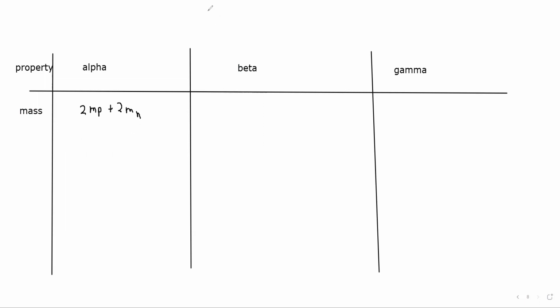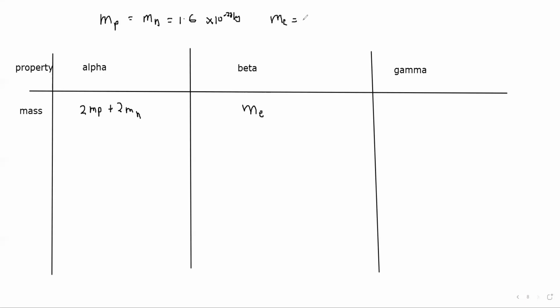What is the mass of a beta? I'm not writing the exact value, but it's the same as the mass of an electron. Mass of electron is 9.11 exponent minus 31 kilogram. And mass of one proton is 1.67 exponent minus 27 kilogram. Neutron and proton have the same mass, which is 1.6 into 10 to the power minus 27 kg. You don't have to memorize this value. This is just information.